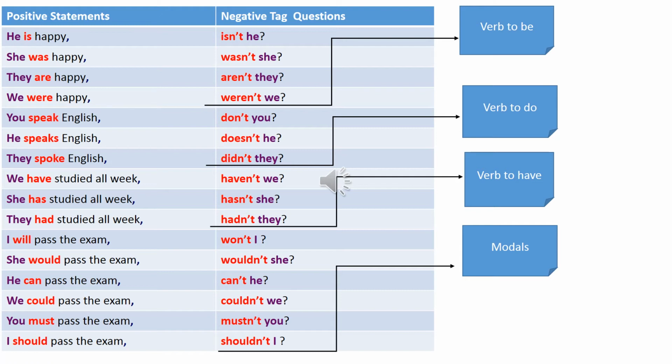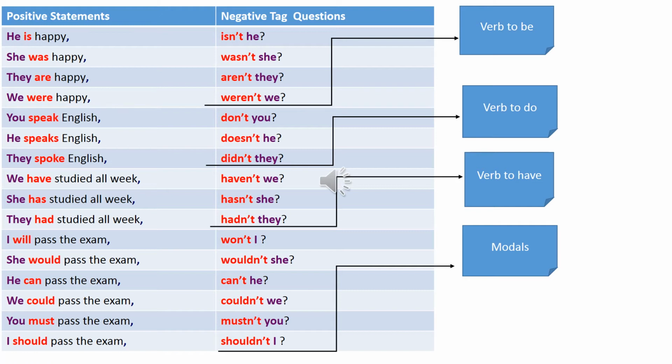But here, in the question tag, he speaks English, speaks. The verb speak comes with s because the subject is singular. He speaks English. Doesn't he? Doesn't he? Okay.